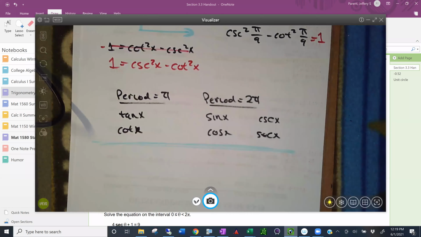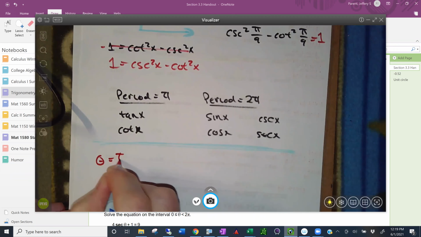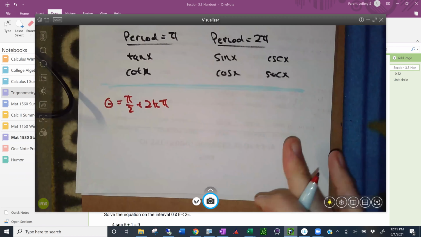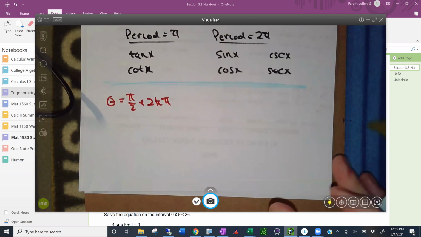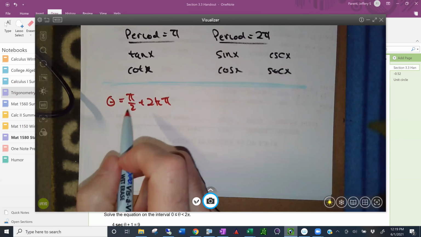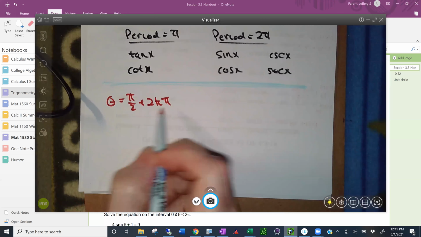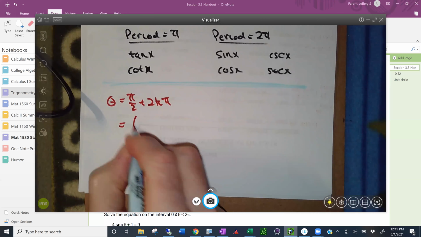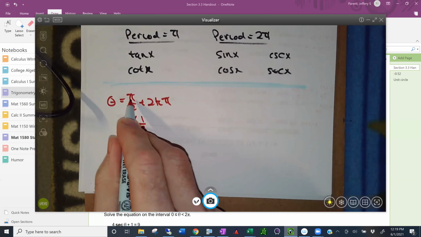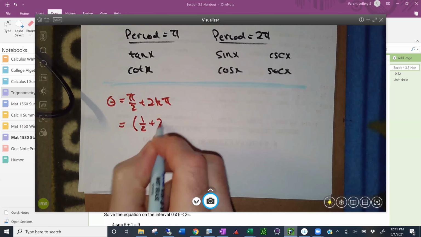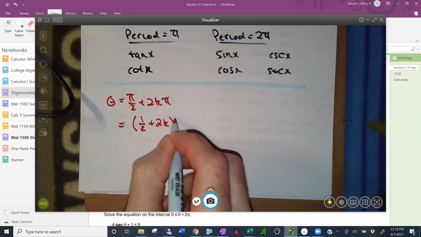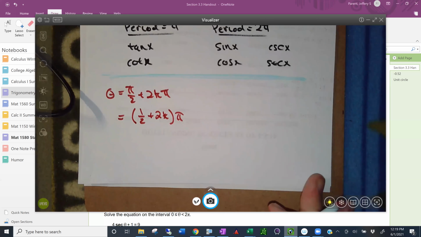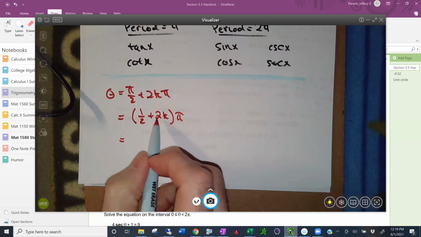So let's work with theta equals pi over 2 plus 2k pi. I think it's worth a little bit of effort to clean this up and maybe write it with one fraction. Let me show you how I'm going to do that. First of all, I'm going to factor out the pi from here and pi from here. So it's going to be 1/2 plus 2k times pi. And then I want to write this with a common denominator.